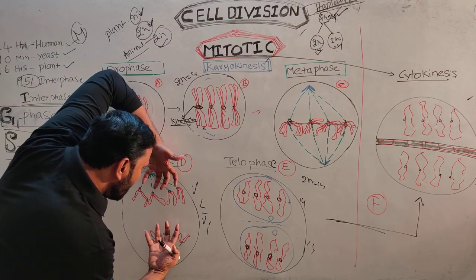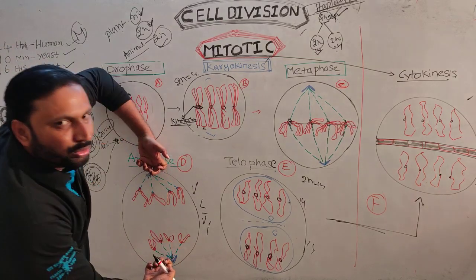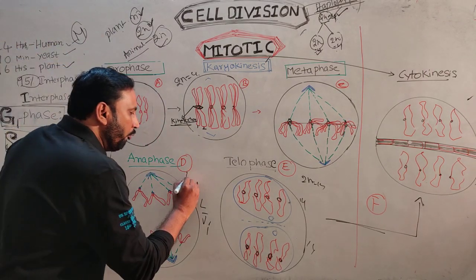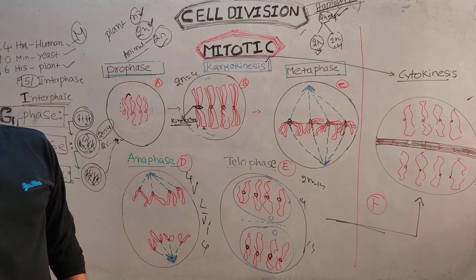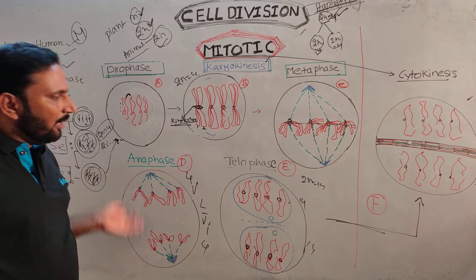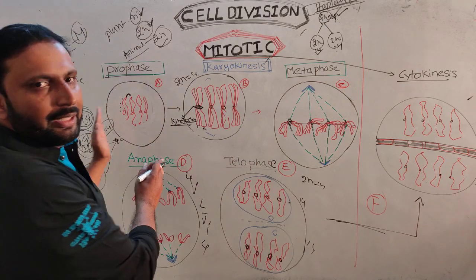Later on, these spindle fibers bring the daughter chromosomes towards their poles. So at one pole, four daughter chromosomes; at another pole, four daughter chromosomes are present. That is anaphase. Then when you go to telophase, telophase is the reverse of prophase.